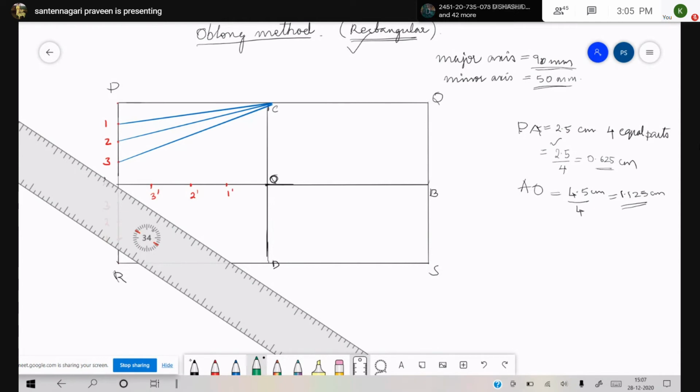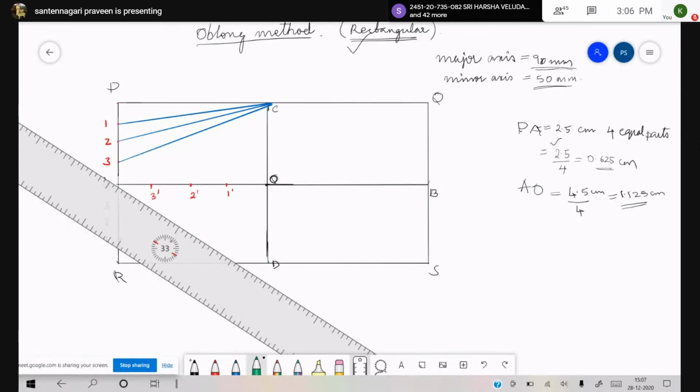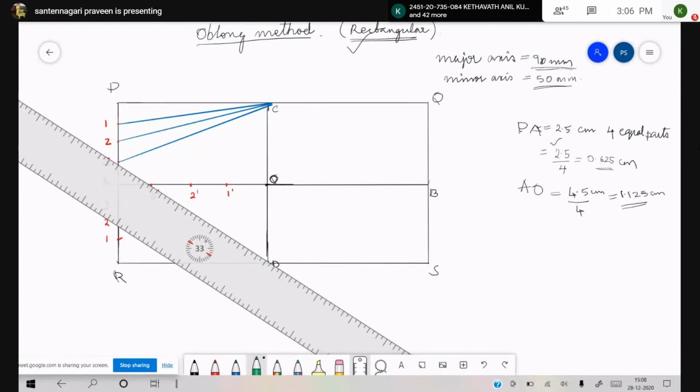When I have joined the lines of divisions on the rectangular box of one quarter part, that has been joined with the end of your minor axis. See, C1, C2, C3, I have joined with the end of your minor axis. Now I have to intersect these lines. How do I intersect them? I will intersect them with the other end of the minor axis. What is the other end of the minor axis? It is D. So with this D, I am going to intersect via the points that I have divided on the major axis.